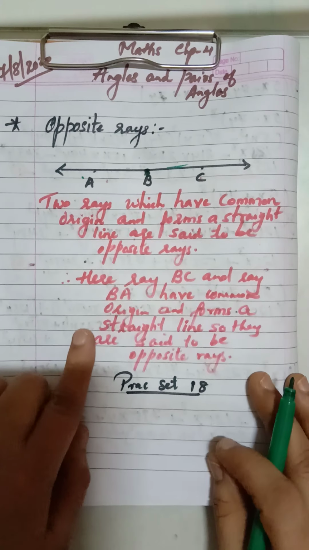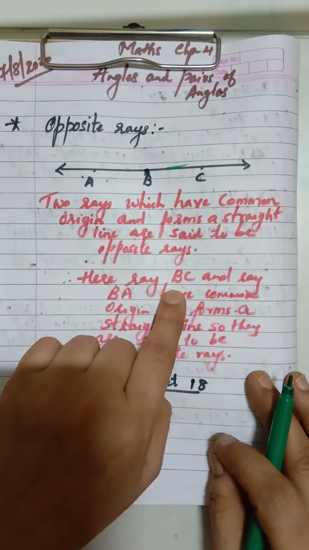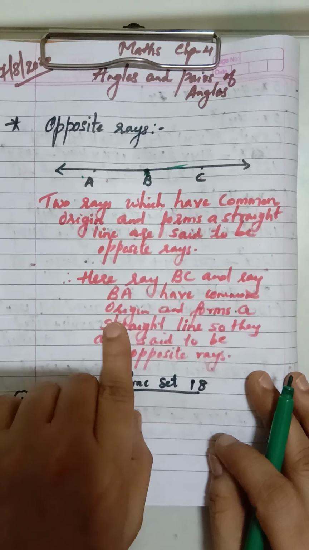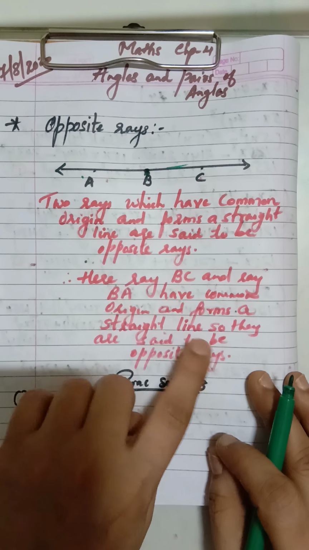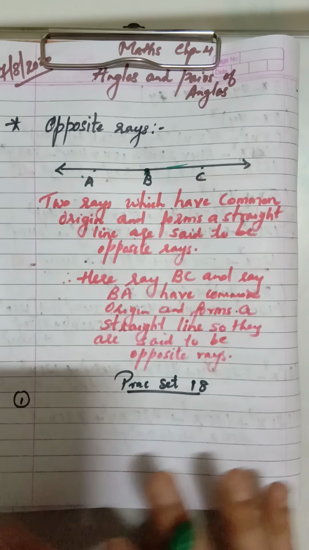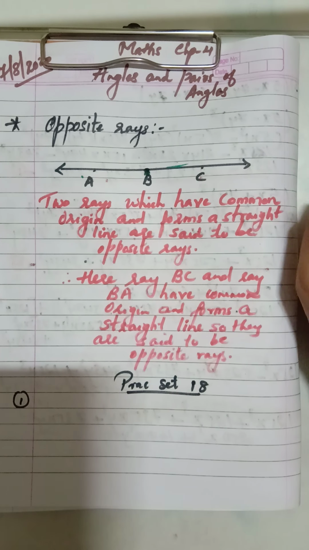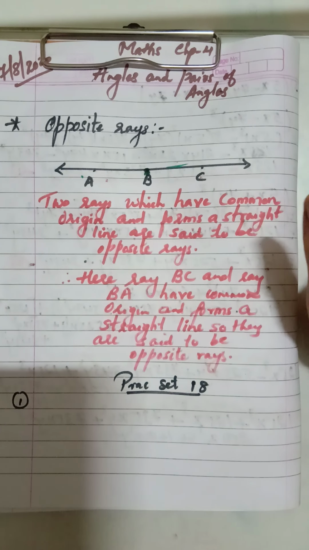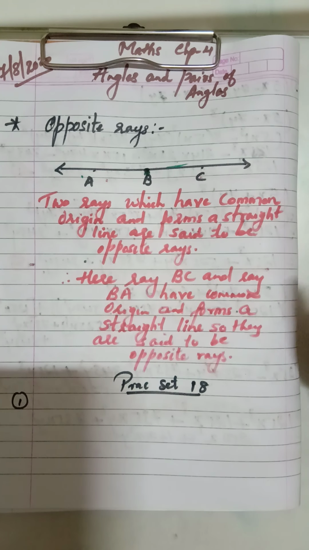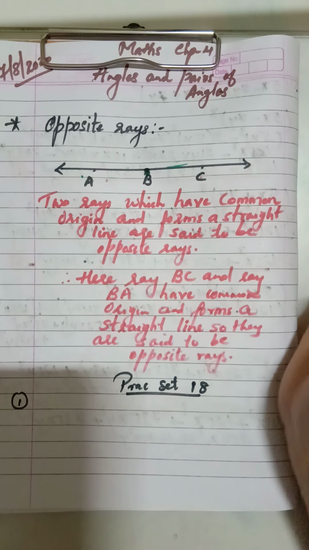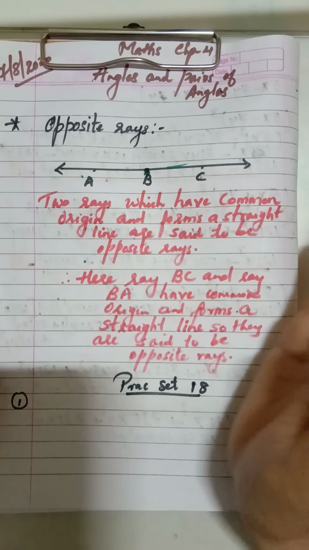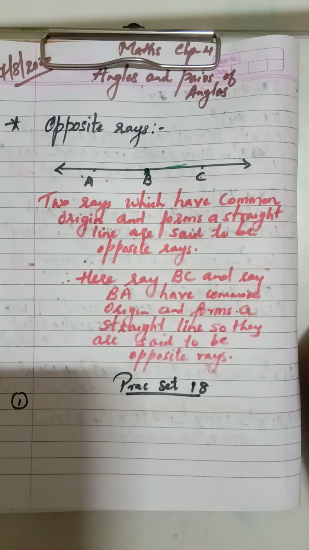Clear, children? So here I have written further, ray BC and ray BA have a common origin and form a straight line. So they are said to be opposite rays. Children, just remember, if two rays do not form a straight line, then they are not opposite rays. If we combine two rays, an angle is formed. When they form an angle, they are not said to be opposite rays, because both the rays will move in one direction. But here both the rays should move in the opposite direction. Such rays are said to be opposite rays.